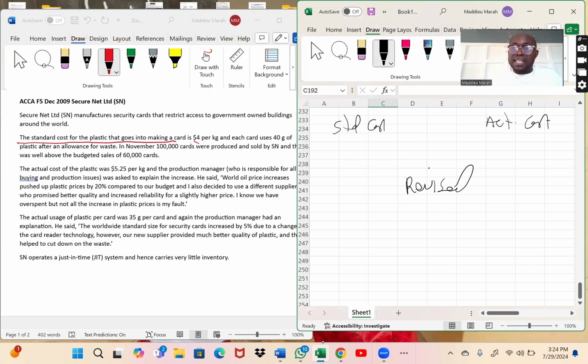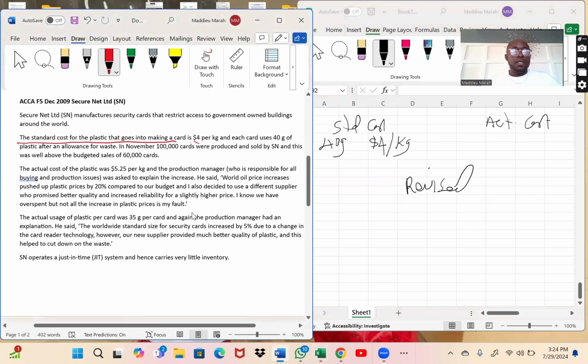So we have the standard cost to be $4 per kg. And each card uses 40 grams. Not kilograms, 40 grams. But the cost is per kilogram. First step, there's a conversion here. Pay attention to that. We continue.